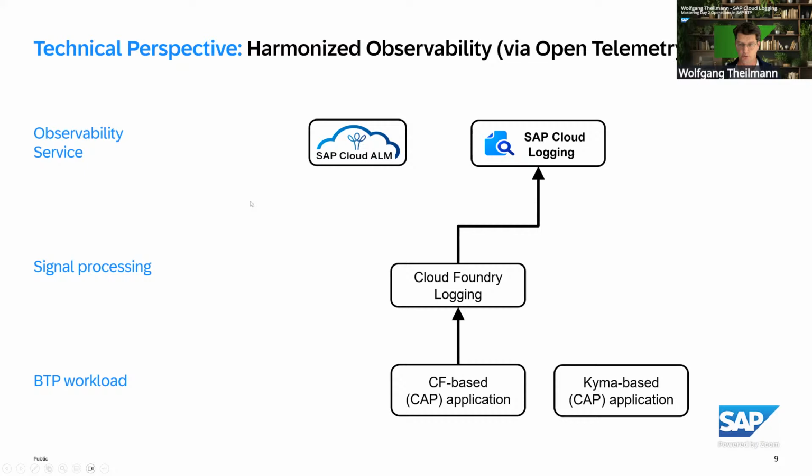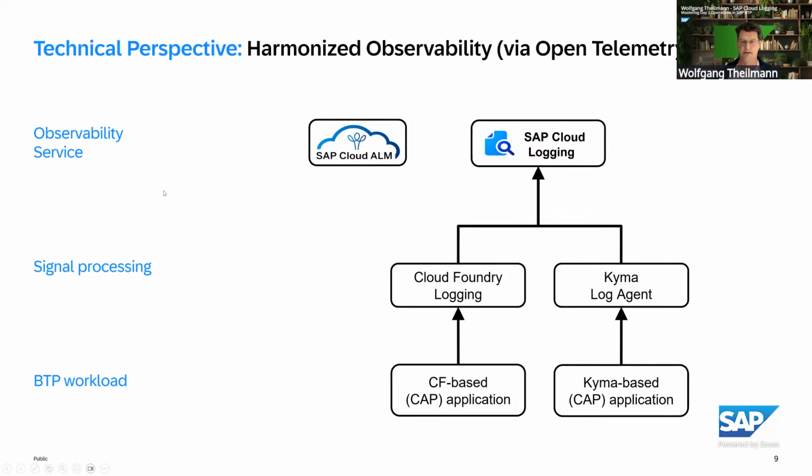So the traditional ways, which have been there for years now, are these ones I show now. For Cloud Foundry, there's the Cloud Foundry logging system, which collects logs from the application and can propagate these to Cloud Logging. Similarly, for Kyma, there's a log agent to collect logs and propagate them to Cloud Logging.